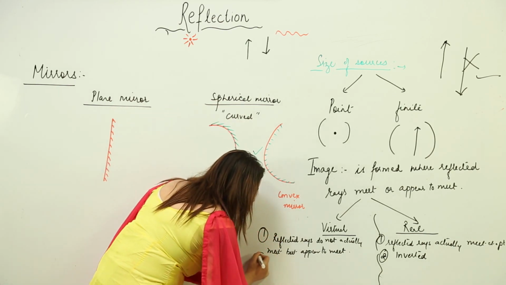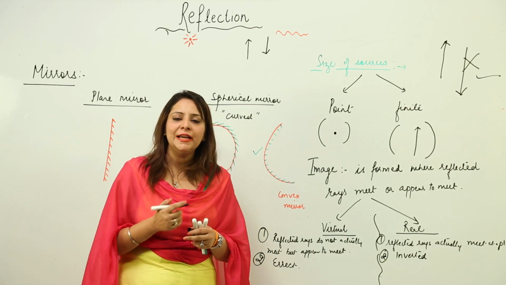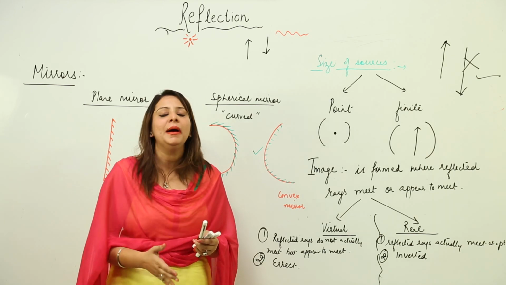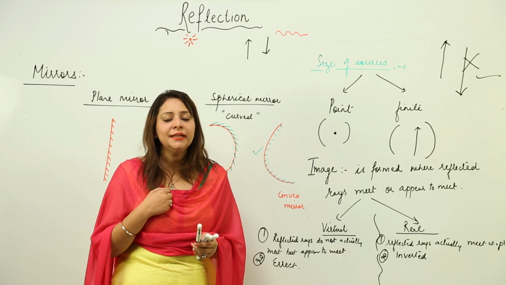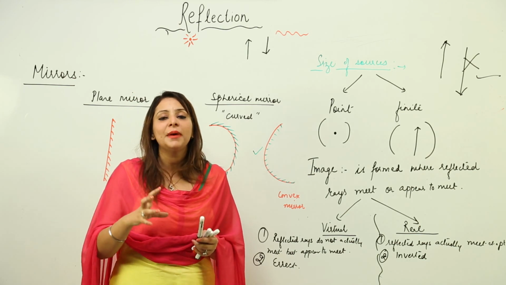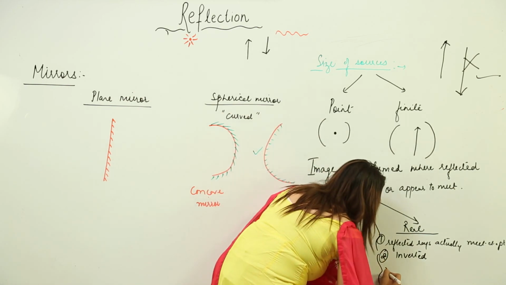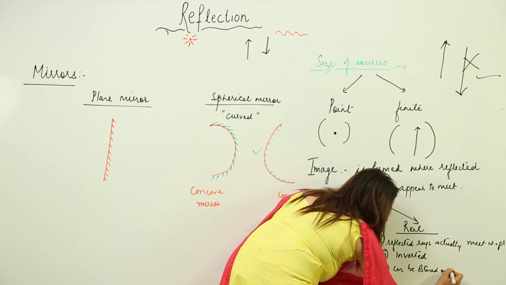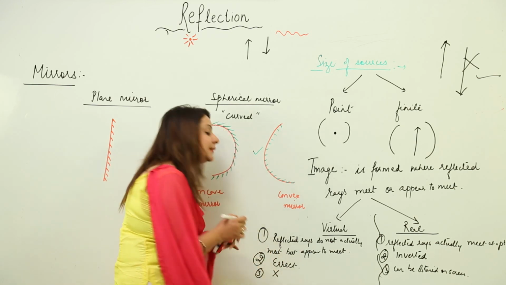But a virtual image is always erect. Suppose if I talk of myself again, if my image is virtual, then I'll see myself in the same manner. That means head up, legs down. But if my image is inverted, then I'll see myself upside down. That means legs above and head down. So this is what you mean by inverted and erect. And moreover, you know that a real image can be obtained on a screen, but a virtual image can't be obtained on a screen.